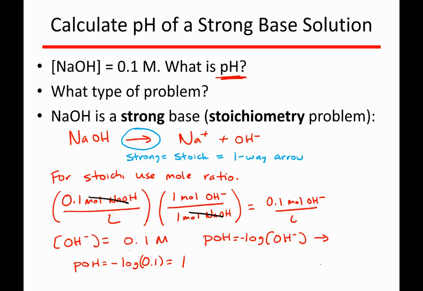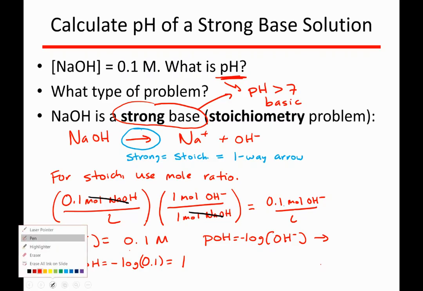Since this is a solution that contains a strong base, we expect there to be a pH value, right, that's greater than 7, because this solution should be basic. So when you get to this point in the problem and you see pOH is equal to 1, you know that you're not finished yet. You know that you have a little more work to do because you don't have a reasonable pH value. The last step that you need to do is to convert the pOH into a pH.